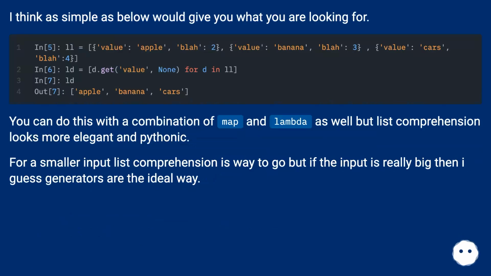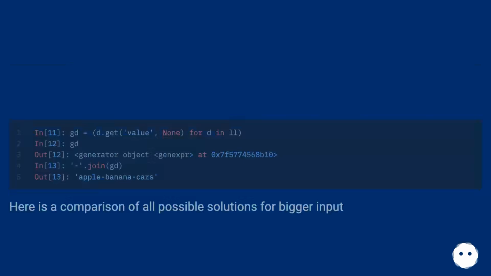I think something as simple as below would give you what you were looking for. You could do this with a combination of map and lambda as well, but list comprehension looks more elegant and Pythonic. For a smaller input, list comprehension is the way to go, but if the input is really big, then I guess generators are the ideal way.